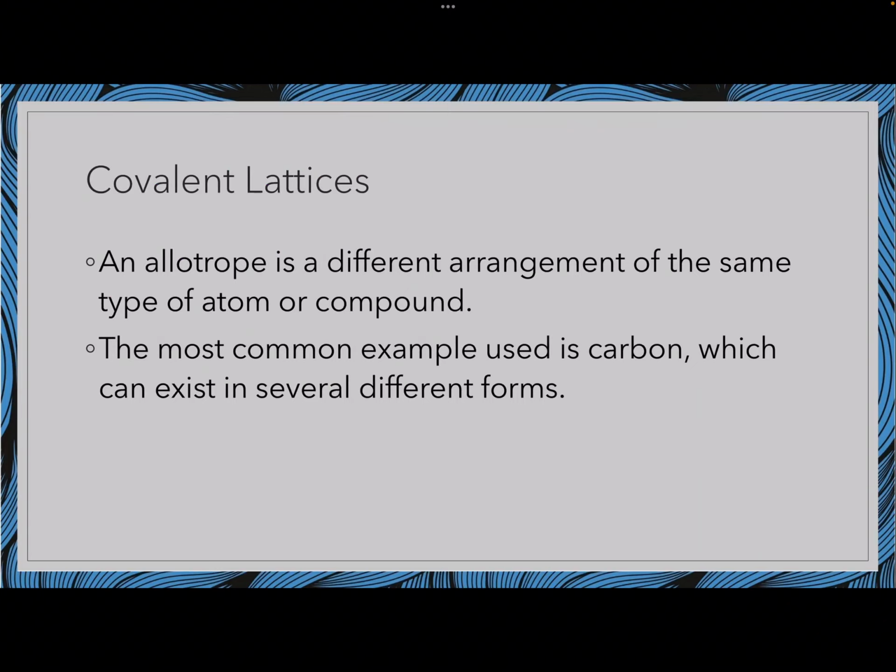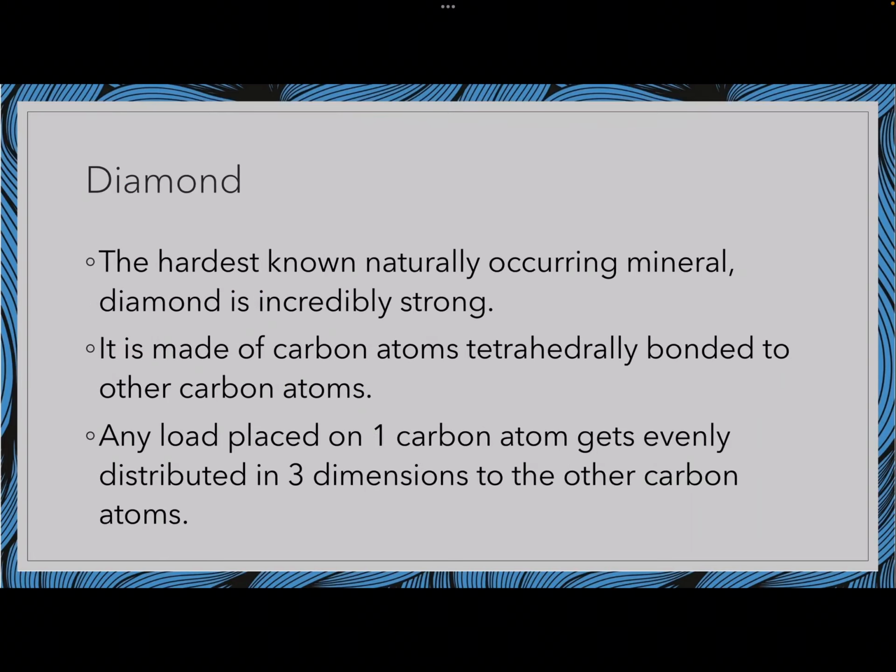Now, in your booklets, I've put some pictures, but they don't really do the different structures justice. So I've got some GIFs on the slides, so hopefully they come through okay. Now, one of the first allotropes of carbon is diamond. So it's the hardest known naturally occurring mineral. It's incredibly strong. It's made of carbon atoms tetrahedrally bonded to other carbon atoms. So basically, it's one with four around it, and then each of those is repeating throughout the whole structure.